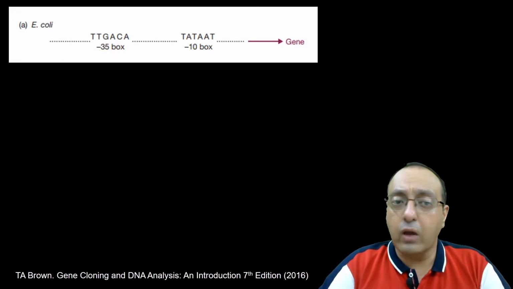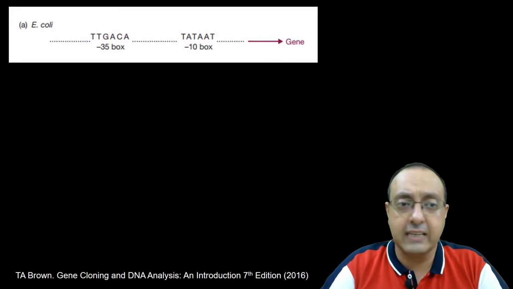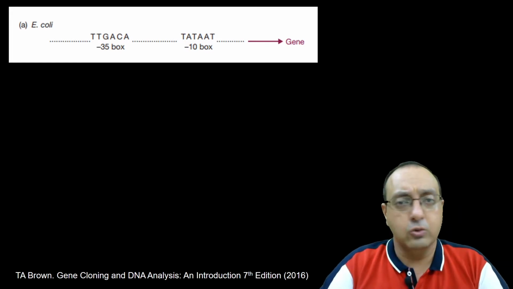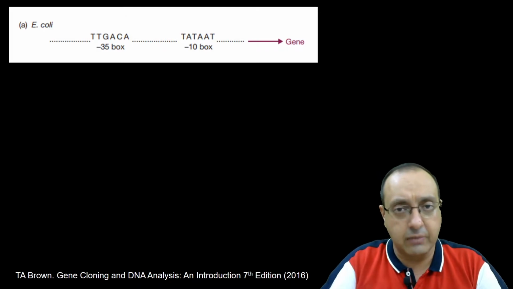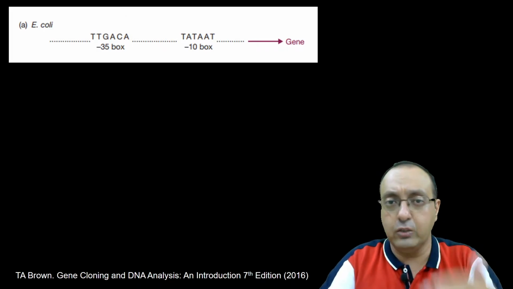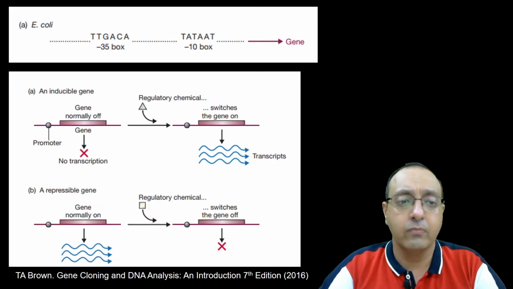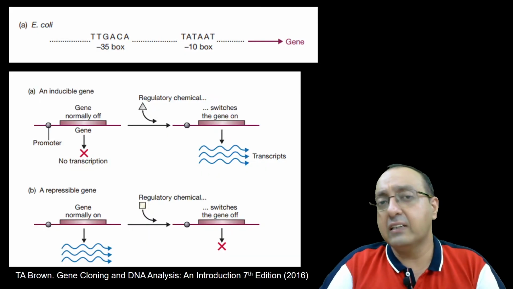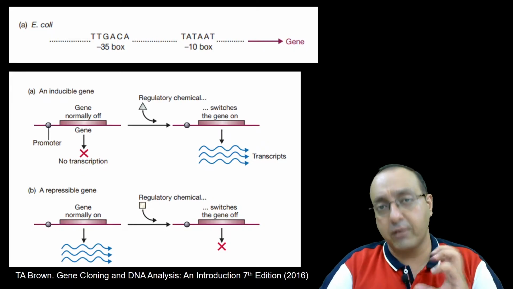So here is the E. coli promoter with its canonical -10 and -35 regions. Usually these are also optimized sometimes, and stronger versions are used if we need very high inducible levels of gene expression. So we can use either an inducible system or a repressible system.